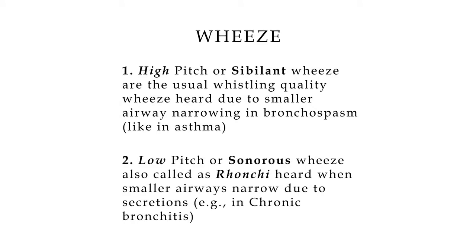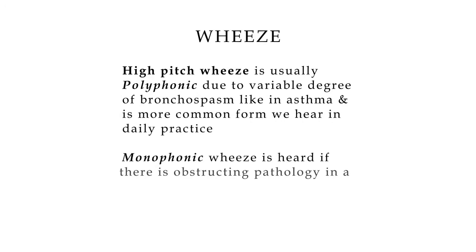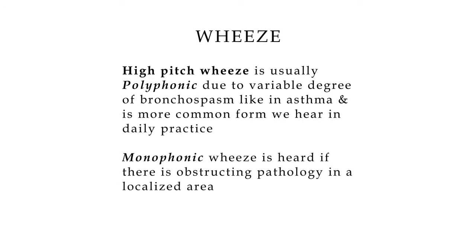High pitch or sibilant wheezes are usually whistling quality wheezes heard due to smaller airways narrowing in bronchospasm, like in asthma. Low pitch or sonorous wheeze, also called rhonchi, is heard when smaller airways narrow due to secretion, for example in chronic bronchitis. High pitch wheeze is usually polyphonic due to variable degree of bronchospasm like in asthma, and is more commonly heard in daily practice.